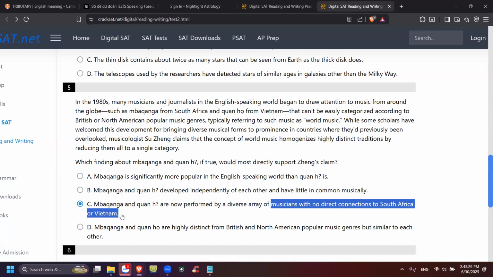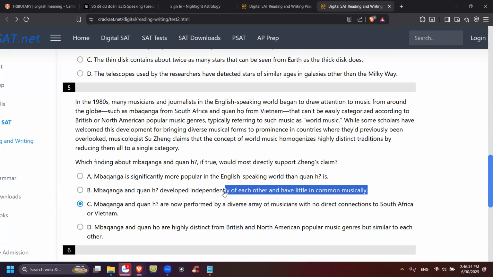But it still shows that the music falls into one category, like it's universal, like everyone can play it, performed by different arrays of musicians from all over the world or something like that. It still has a way. It directly supports, but not most directly supports, I think. It's still good, but not good enough. Yeah. But I just don't understand why it's B. I mean, okay, I understand why: highly distinct traditions, yes. I do see that, but the claim is more about homogenizing. I was like, why? You know, sometimes these answers can be wrong too.